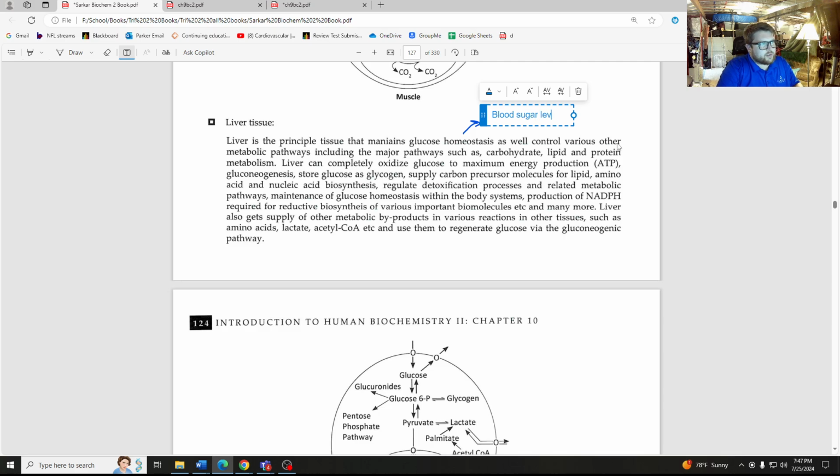Blood sugar levels are maintained by the liver, as well as controlling various other metabolic pathways, including the major pathways such as carbohydrate, lipid, and protein metabolism.